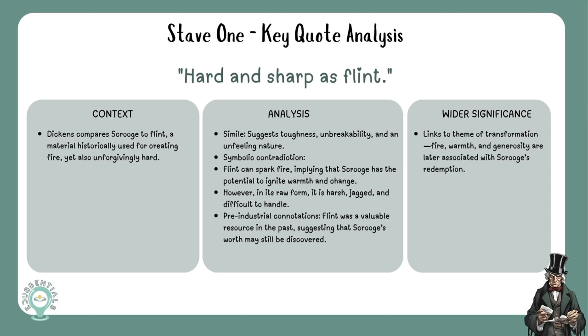Then we have "hard and sharp as flint", and contextually Dickens compares Scrooge to flint, a material historically used for creating fire, yet also unforgivingly hard. When analysing the quote, it's a simile, and it suggests toughness, unbreakability, and an unfeeling nature. It's symbolic of contradiction, as flint can spark fire, implying that Scrooge has the potential to ignite warmth and change. However, in its raw form, it is harsh, jagged, and difficult to handle.